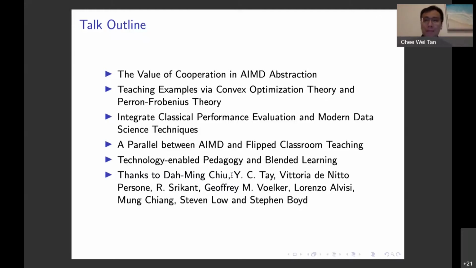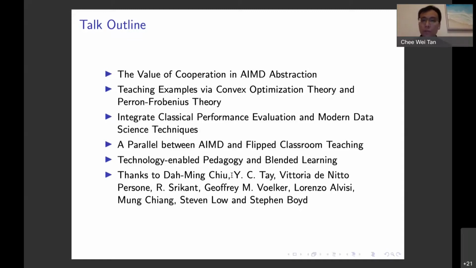What happened is that in the early days, there was a lot of performance modeling. And so what AIMD really was about was a kind of abstraction. And I think this is where it is still important in our days. That means, how do we teach abstraction to our students?